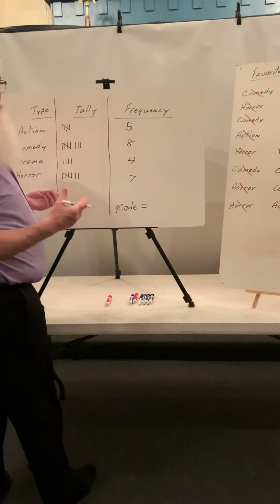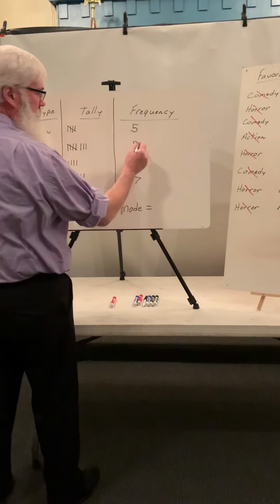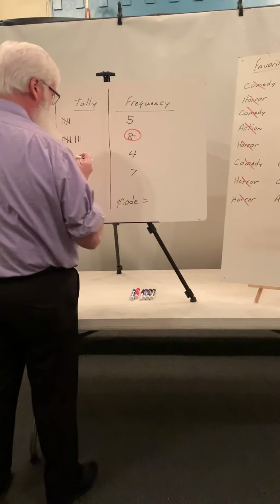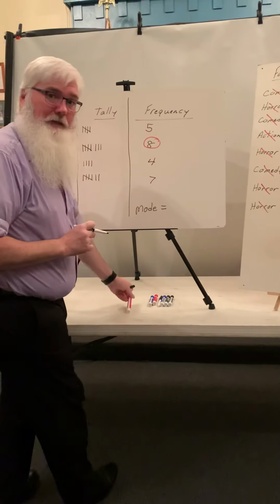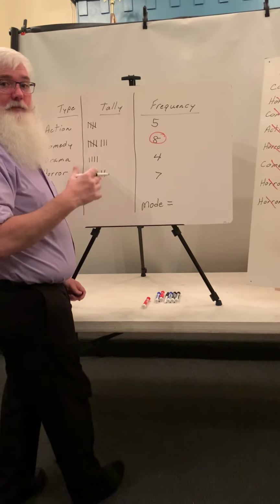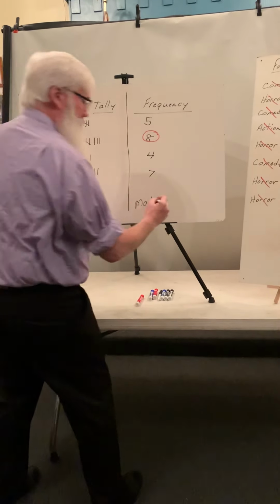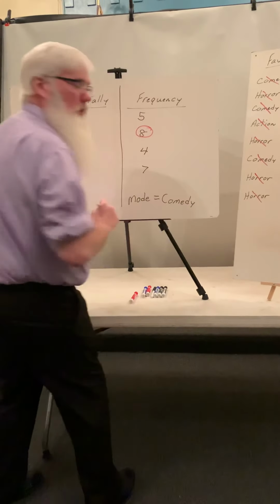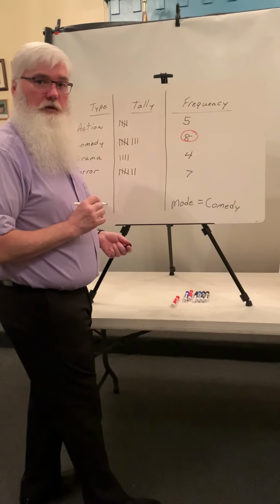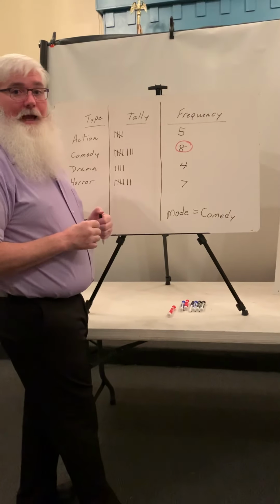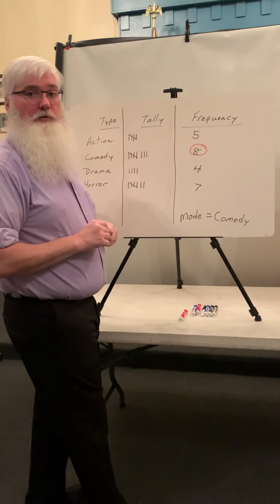Now, which one occurred most often? Well, the largest number, of course, is 8. Now, does that mean 8 is our mode? No. 8 is the number of times it occurred. Comedy is our mode. And that is how you find the mode for a data set that is not numerical values.